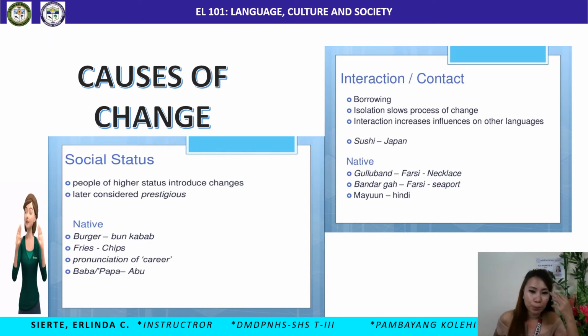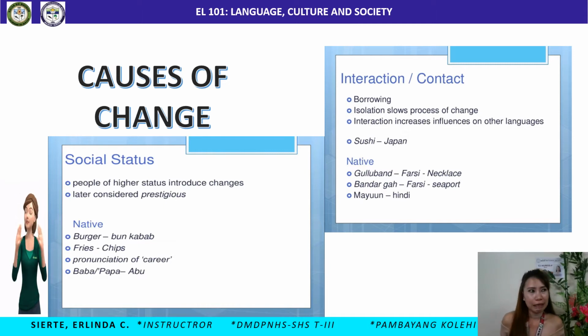And then pronunciation of career. Next is baba, and then we have the word papa or abu. Now, interaction or contact. We are having the borrowing. Isolation is a slow process of change. Interaction increases influences on other languages.